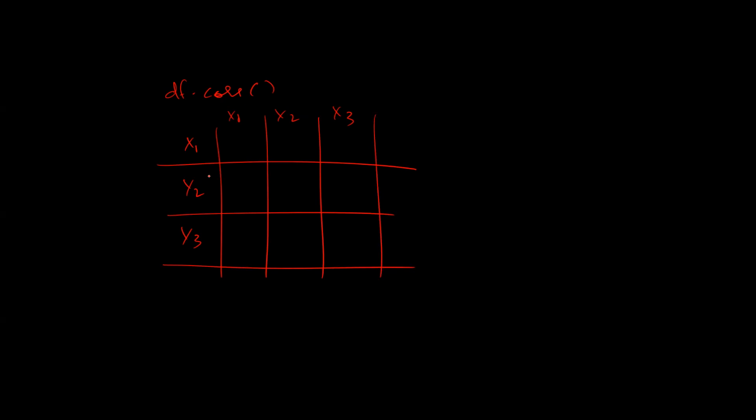Correct? x1 with x1 will be 1, x2 with x2 will be 1, x3 with x3 will be 1. Correct? Correlation of any variable with itself will always be 1.